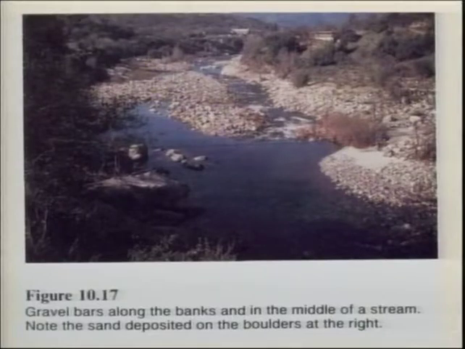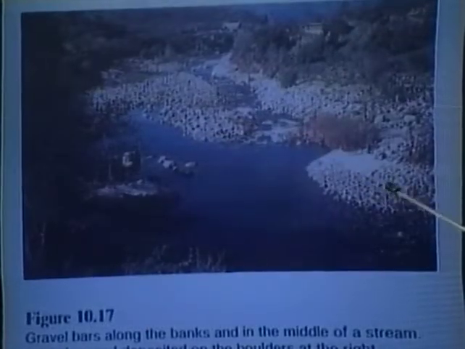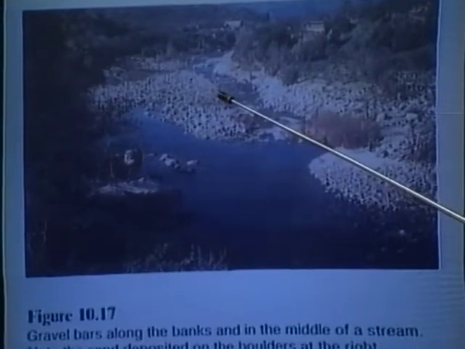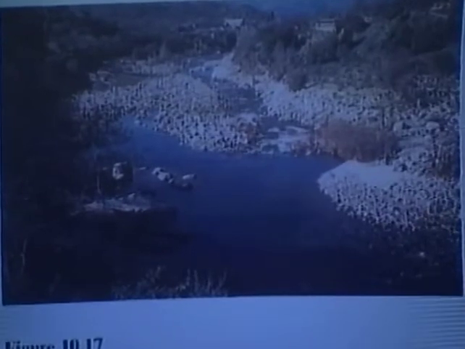Okay, let's look at the second photograph to show some of the depositional features. You have gravel bars which are along the banks and in the middle of a stream. If you look carefully at this photograph, note the sand deposit on the boulders at the right. So here you can see the sand deposit sitting on top of those pebbles or boulders. But again, these are depositional features in the stream bed, which have been formed as a result of accumulation of sediment. Some of you have been given the task to look at point bars or bars. You might find yourself having to explain how those features are actually created.